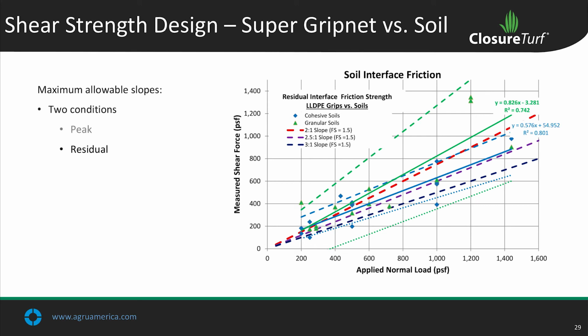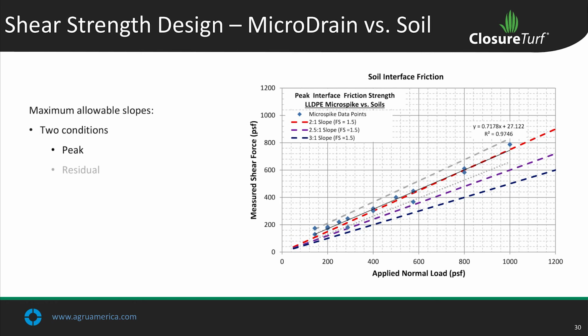And again, here I've got the 2-to-1, 2.5, 3-to-1 slope on these charts, so you can see where this stuff lands. Say on a 2-to-1 slope, you're going to want to make sure it's a granular soil that you're placing Super Gripnet on versus a cohesive soil. But even cohesive soils, you've got stability with a factor of safety of 1.5 on 2.5-to-1 and 3-to-1 slopes here.